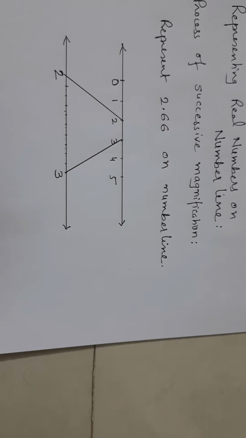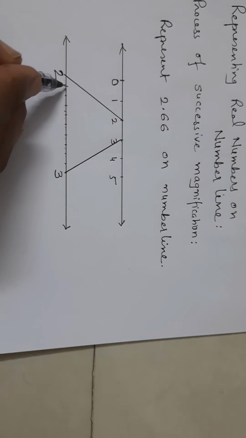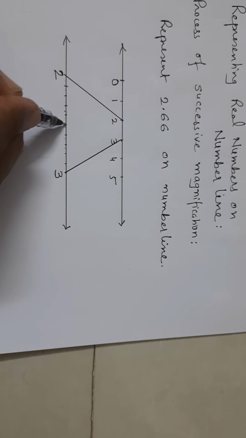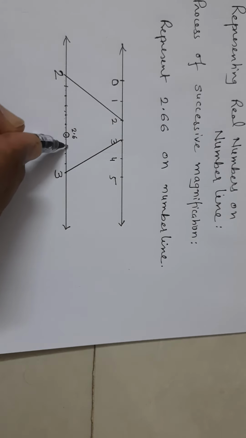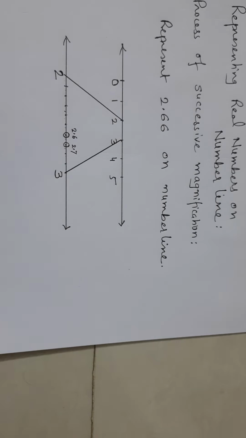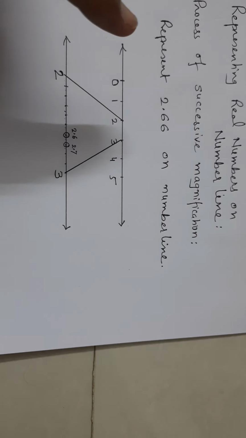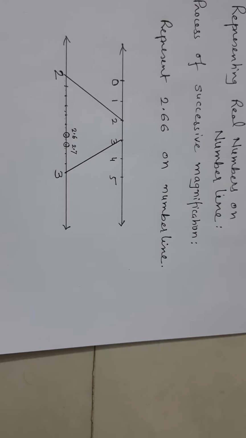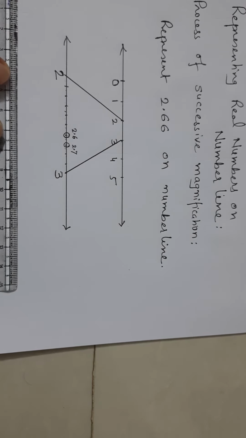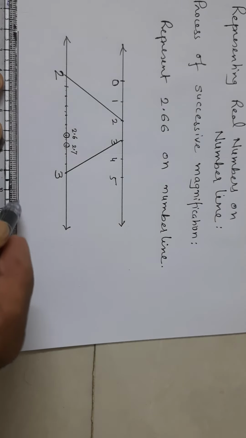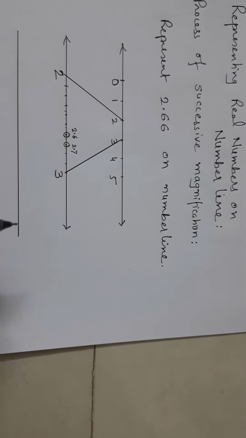Out of that, 2.6 is 1, 2, 3, 4, 5 and 6. This is 2.6. I write it on the top. And this is 2.7. The number 2.66 is going to lie between 2.6 and 2.7. So I draw another, magnify. I magnified.